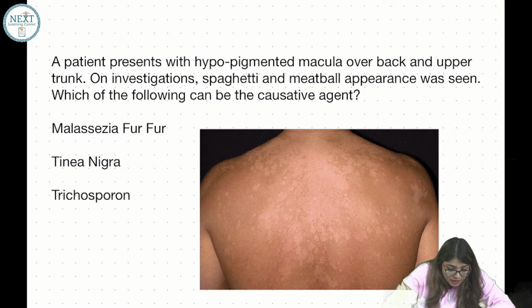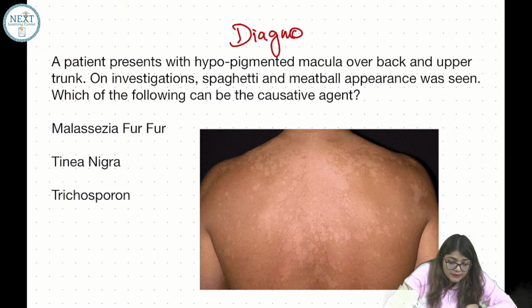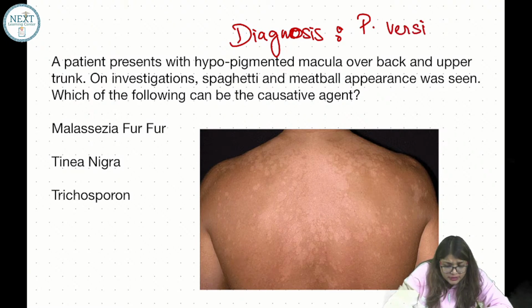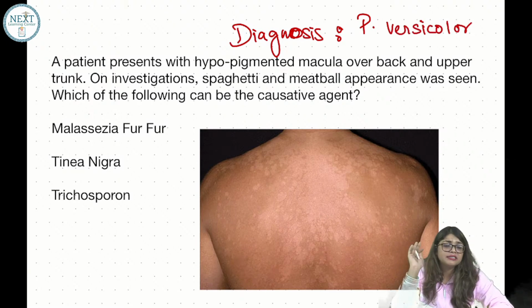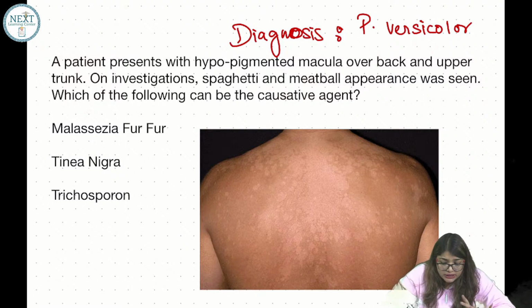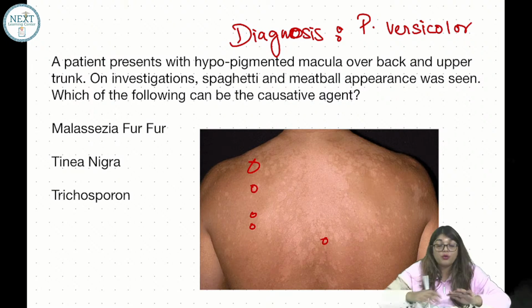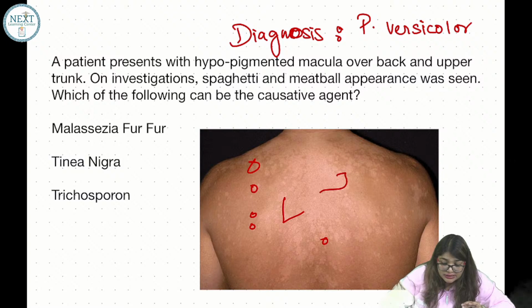So, tell me the diagnosis first. What is the diagnosis? Yes, it is pityriasis versicolor. So tell me everything you remember about pityriasis versicolor. Firstly, what kind of lesions do you see? If it is less than 1 centimeter and not raised, what do you call them?